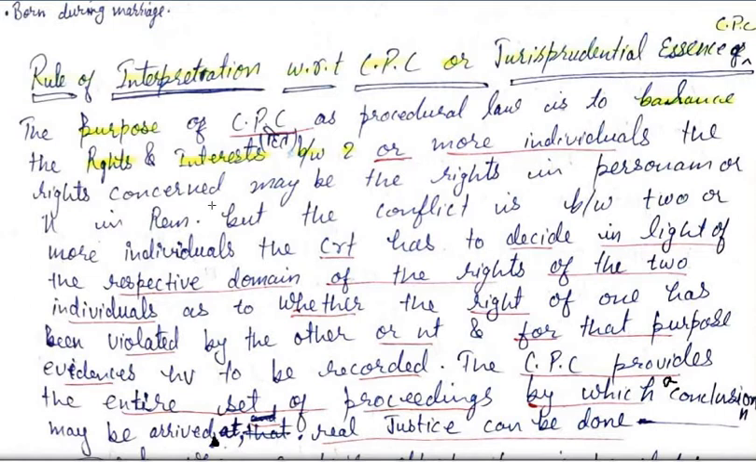The right concerned may be the rights in personam or right in rem, but the conflict is between two or more individuals. The court has to decide in light of the respective domain of the rights of the two individuals as to whether the right of one has been violated by the other or not, and for that purpose evidences have to be recorded. The CPC provides the entire set of proceedings by which a conclusion may be arrived at.